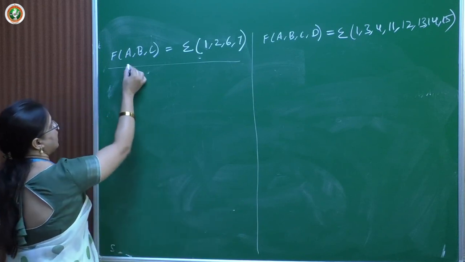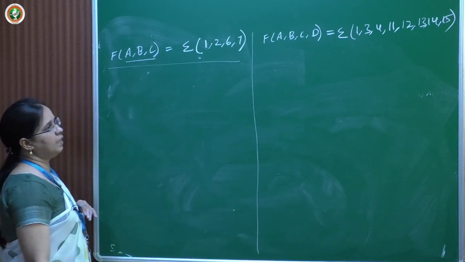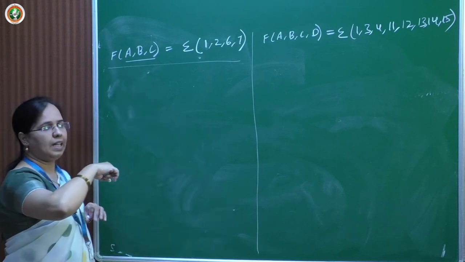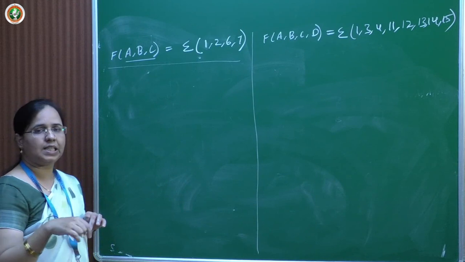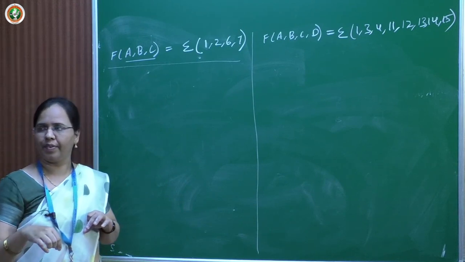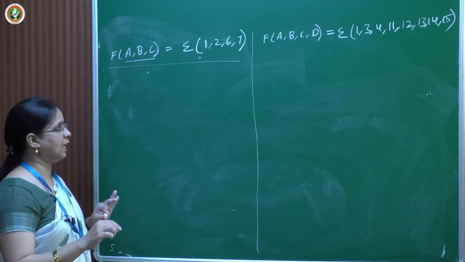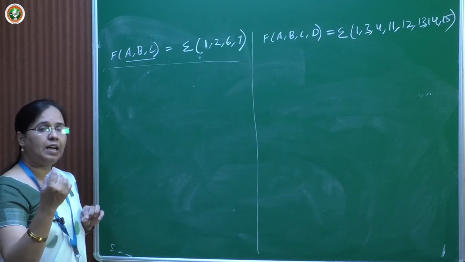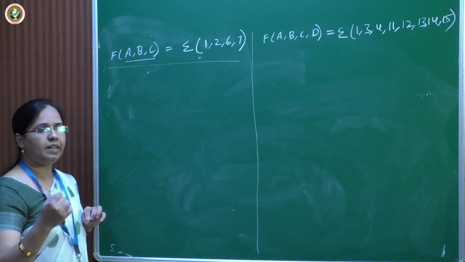So you can see in this first question, we have three inputs. When I say three inputs, obviously I have to make use of how many select lines? Three select lines. When there are three select lines, there will be how many data inputs? There will be eight data inputs.